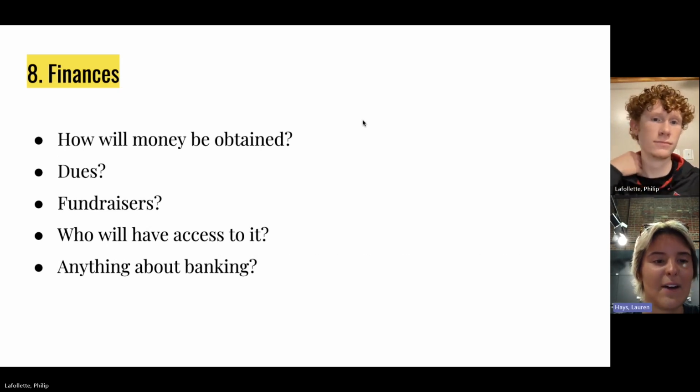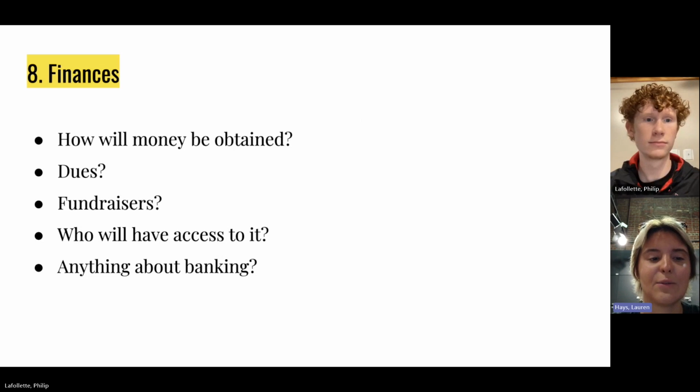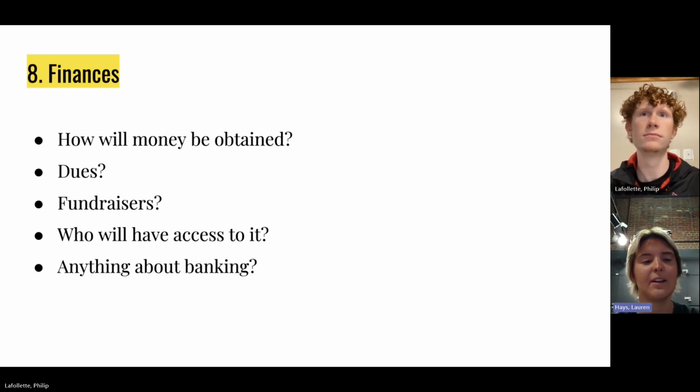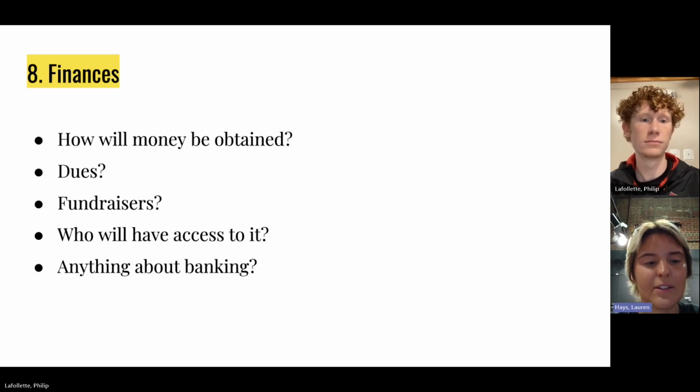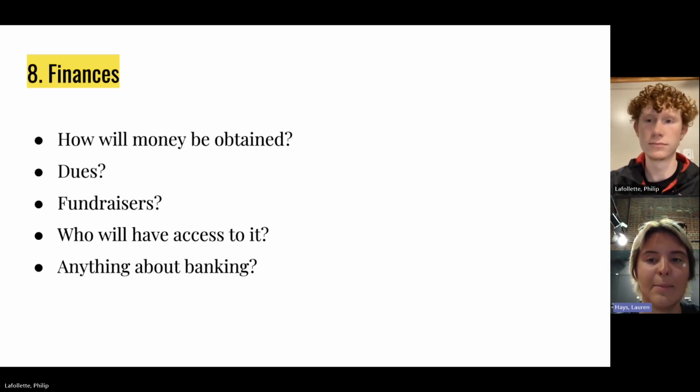Eight is finances. So how will the money be obtained? What are the dues going to be? Will there be fundraisers? When will there be fundraisers? Who will have access to the finances? And anything about banking.